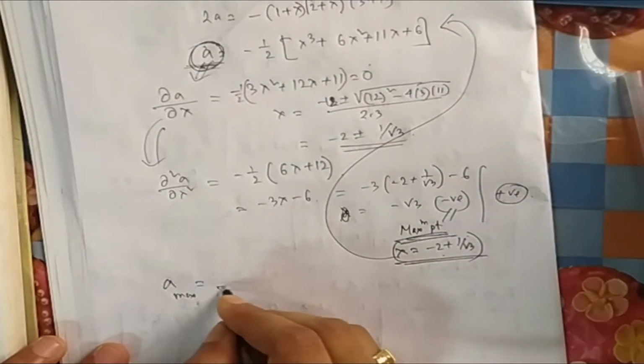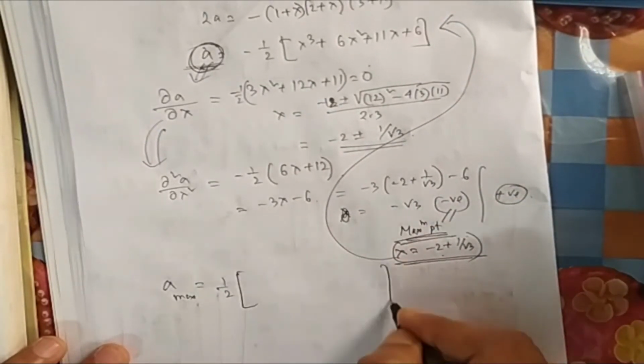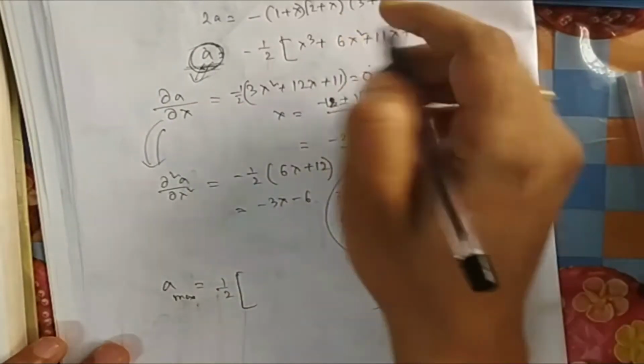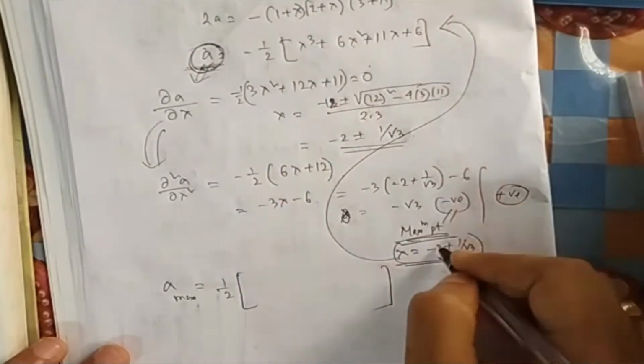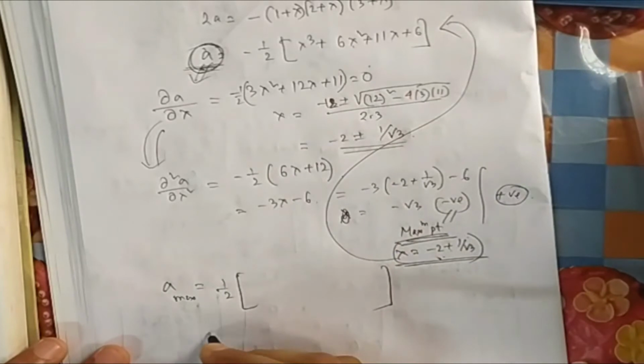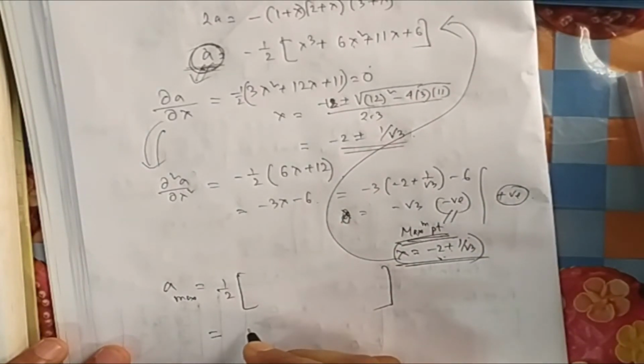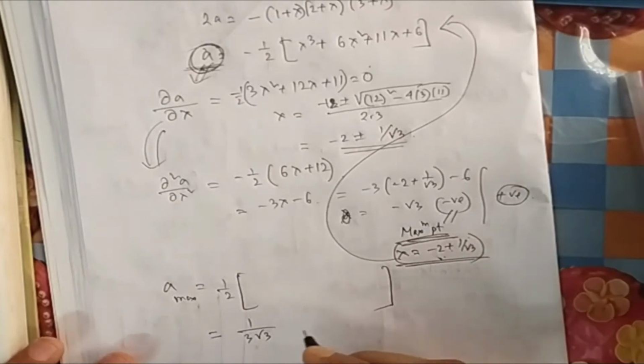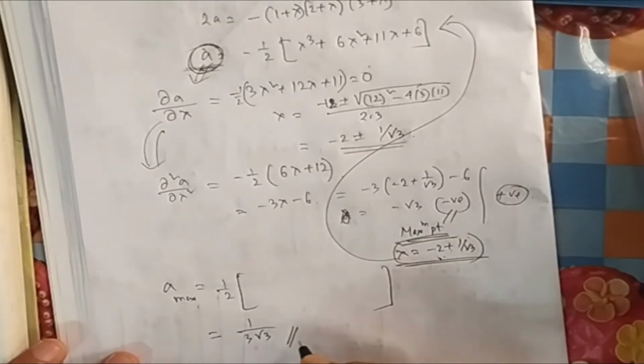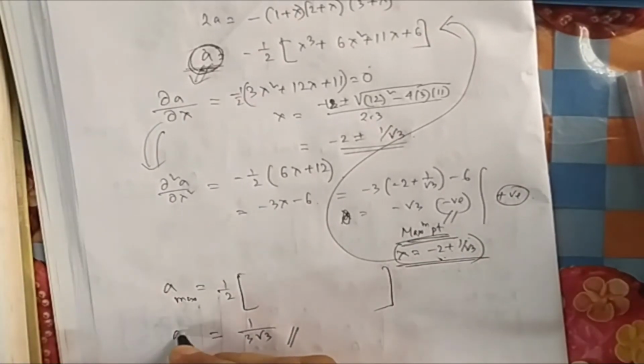I am not doing it here. You put this one in place of lambda, this whole cube, then whole square, then 11 into this. Finally, you will get the answer. Because if I do this, it will take a lot of time, so I am directly writing it. You can easily solve it. So you will get this answer.